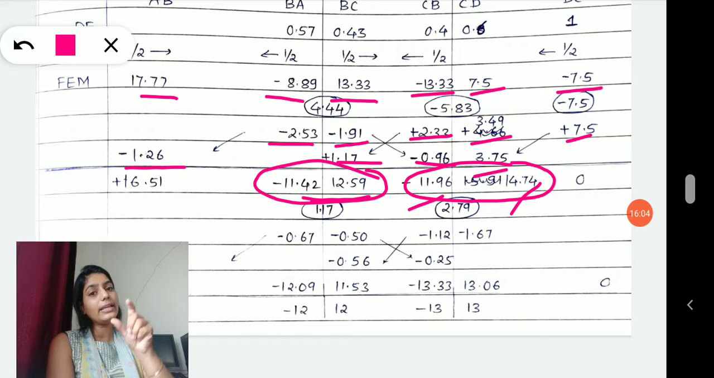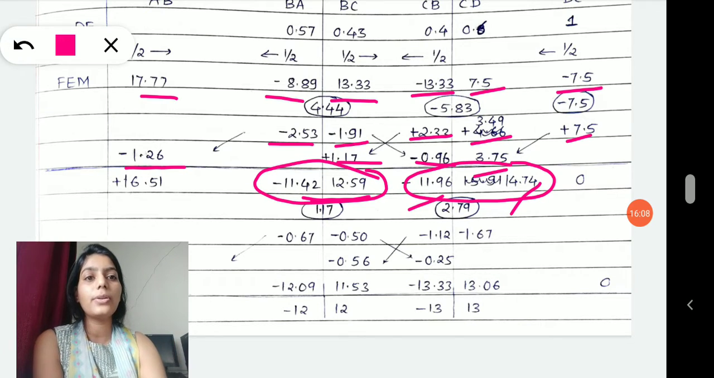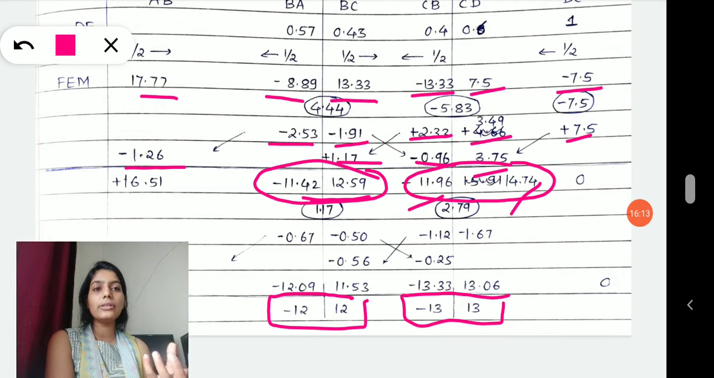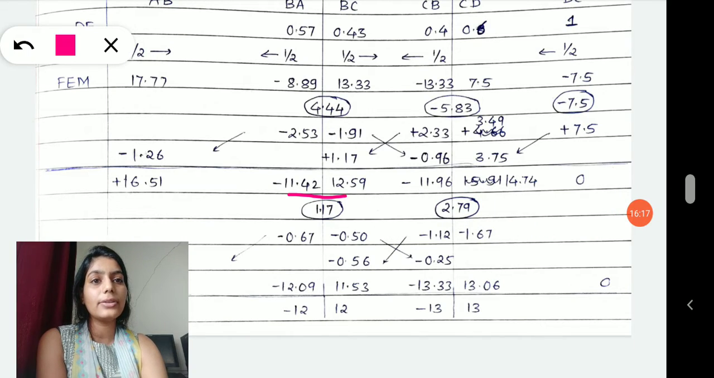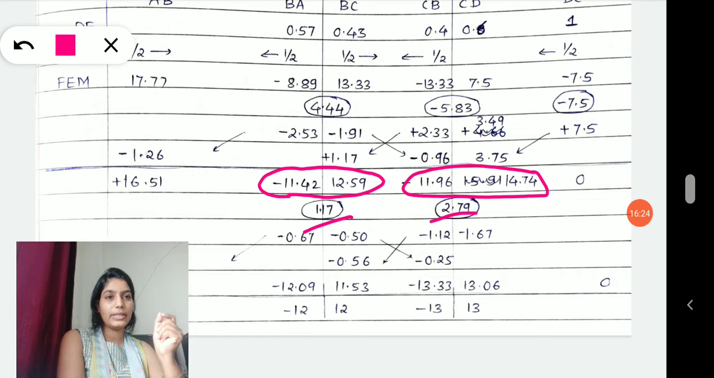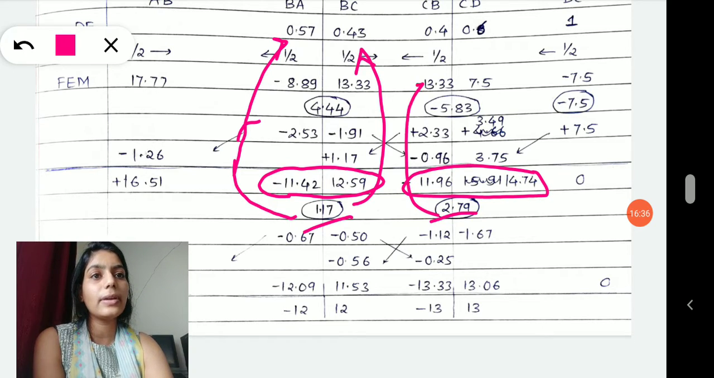So we are again doing the second iteration. Iterate until you get a balanced moment. Okay, same next iteration. What will be the steps? Steps remain the same. Do the summation of these values and that gives 1.17 and 2.79. Okay, then multiply it with the distribution factor. Now the distribution factor is here. Multiply these values with the distribution factor.